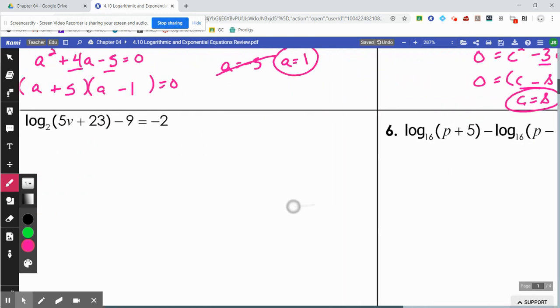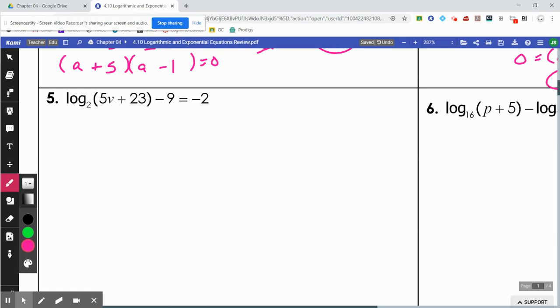Number 5. Always on these, always isolate your logarithms first. You only have the single logarithm, so move everything to the other side. Gives you log base 2 of 5v plus 23. When you move minus 9 by adding, gives you equals 7.